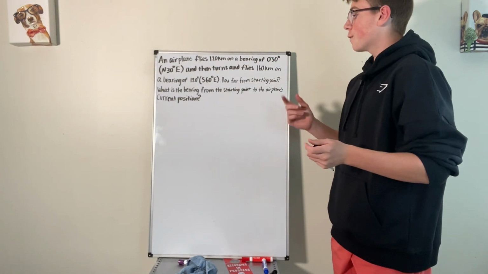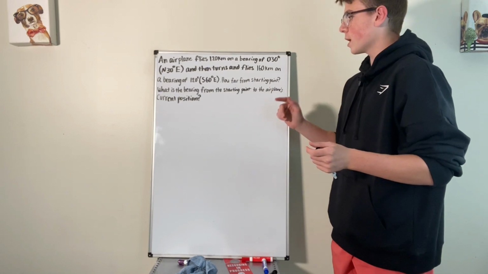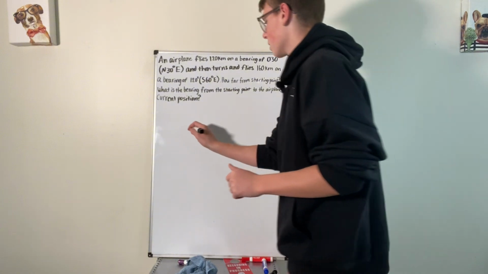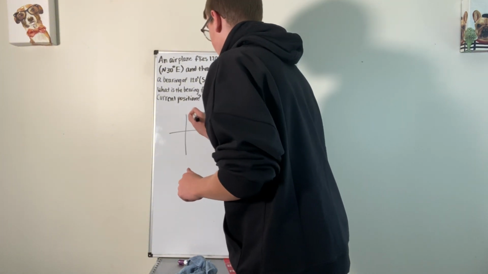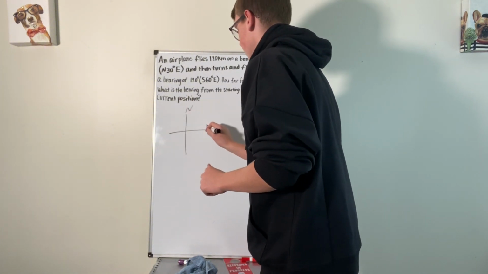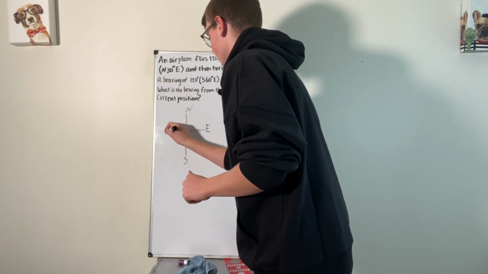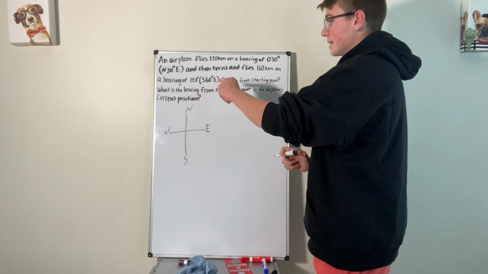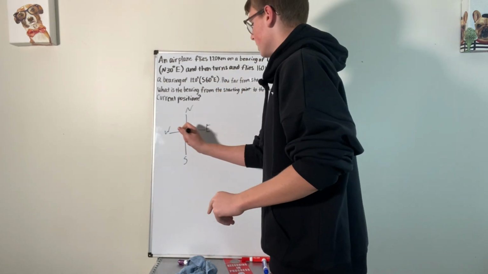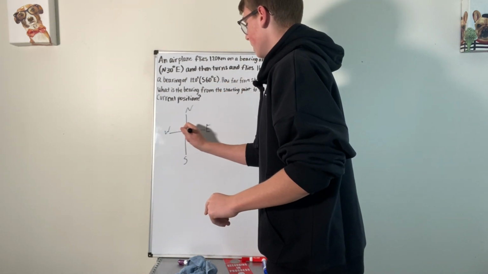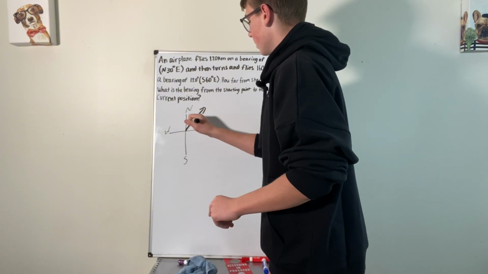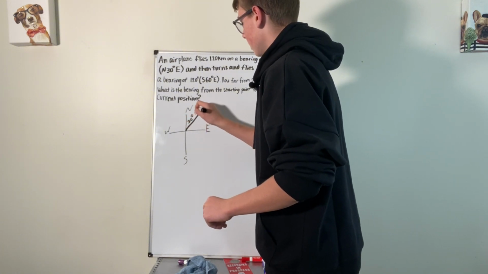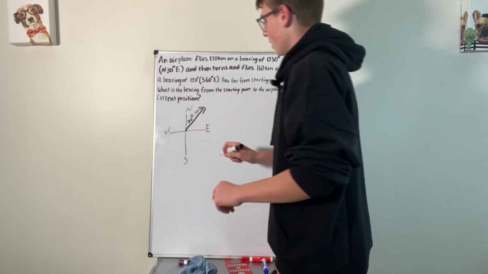And what is the bearing from the starting point to the airplane's current position? So let's just start with a classic northeast, southwest. So we've got north, east, south, west, right? We are going northeast 30 degrees for 160. So this would be a 30-degree angle, right? And we say that's 160, like km, right?